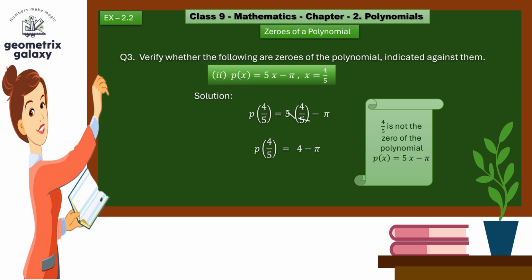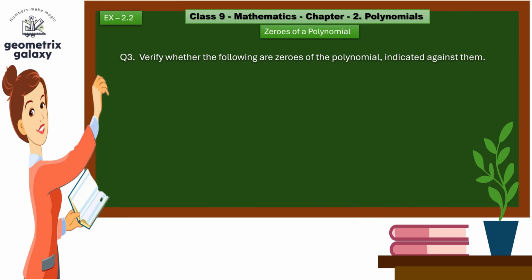Our third subdivision is p of x is equal to x square minus 1. Here the value of x is given as 1 and minus 1. We need to check for two numbers, 1 and minus 1. We will do one by one. First we will check what is p of 1, then we will check what is p of minus 1.